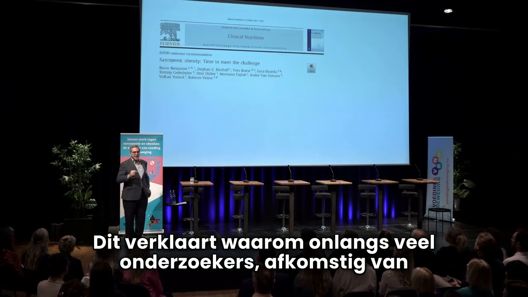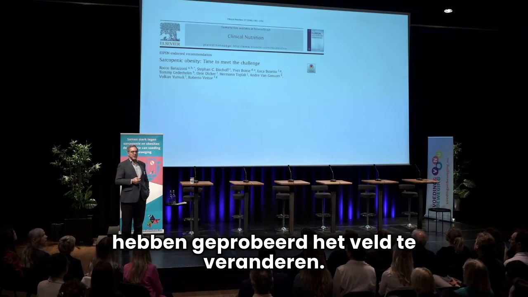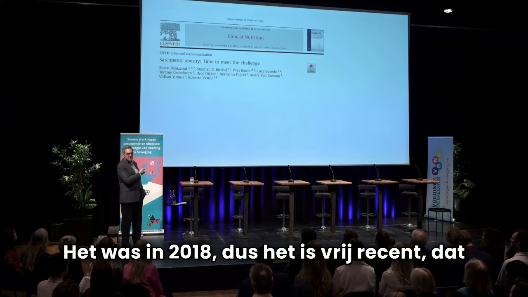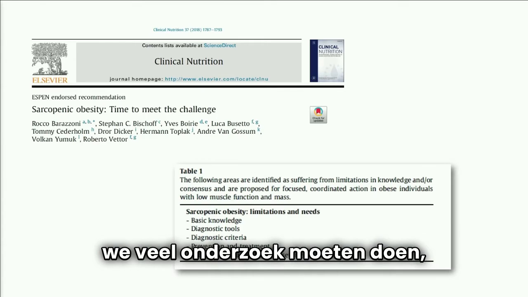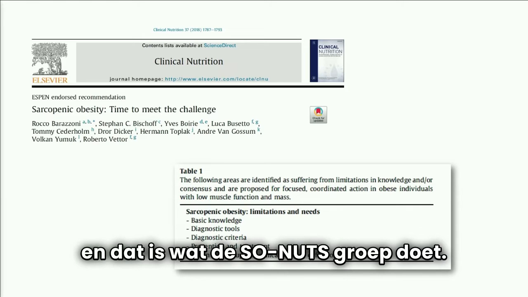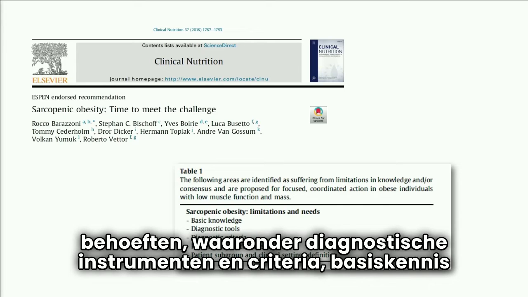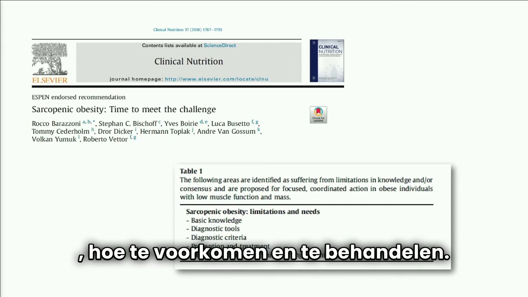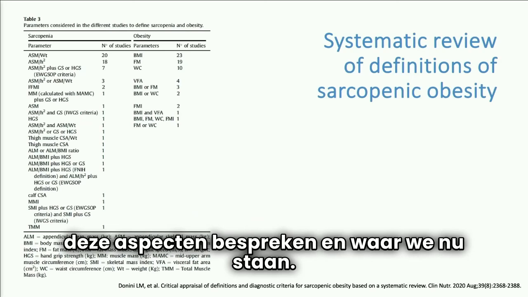This explains why recently many researchers coming from nutrition, geriatrics, and obesity in particular tried to change the field. This was a call for action. It's only 2018, so it's quite recent, saying we need to do a lot of research, which is what the SONATS is doing, on sarcopenic obesity, and all the limitations and needs, including diagnostic tools and criteria, basic knowledge, how to prevent and treat. This will be Professor Boiry and Professor Exler later on. They will be discussing these aspects and where we are now.